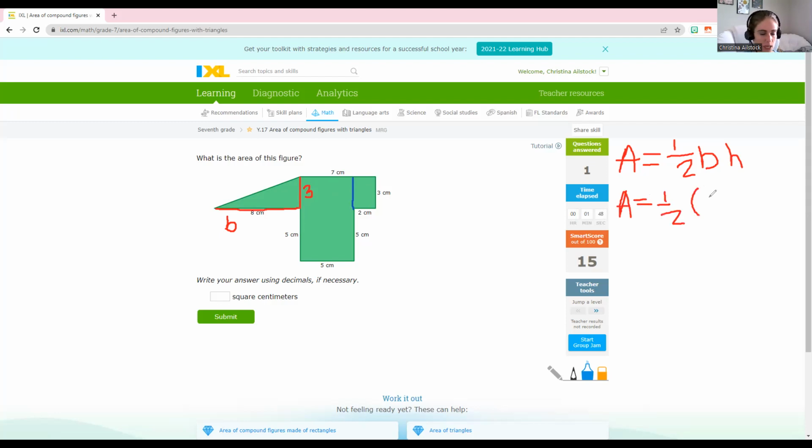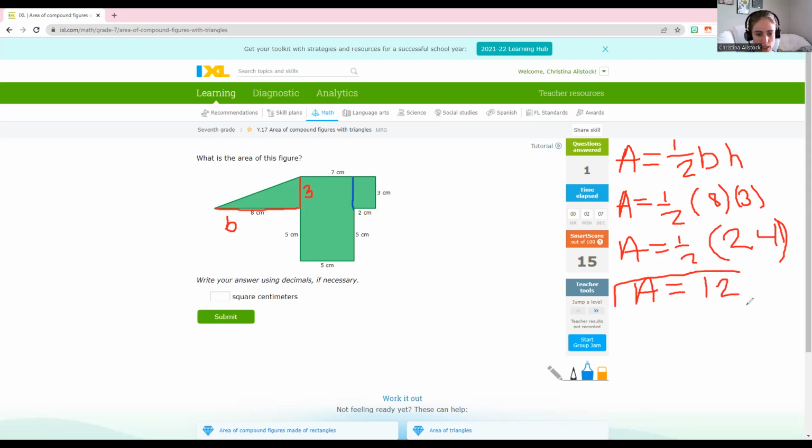1/2 times a base of 8 and a height of 3. 8 times 3 is 24. 1/2 of 24 is 12. We have an area of 12 for our rectangle. I mean, it's not our rectangle, our triangle. An area of 12 for our triangle.